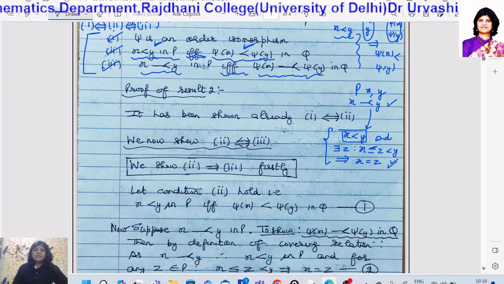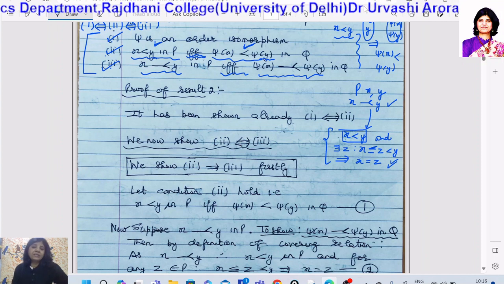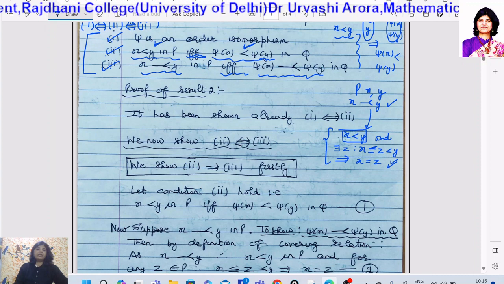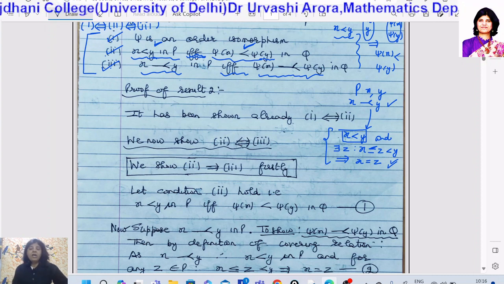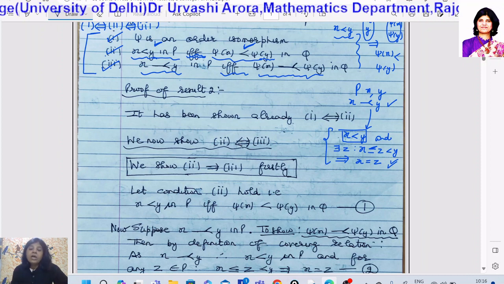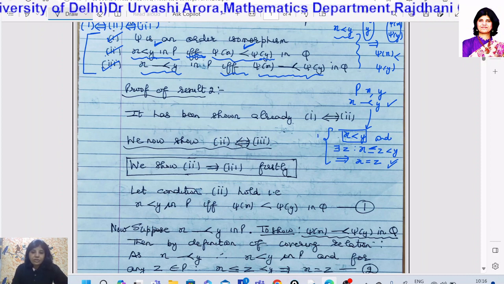Although I've explained this in detail in my earlier videos when we were discussing covering relation, we need this concept of covering relation for this particular result also. So this definition I have just recalled.